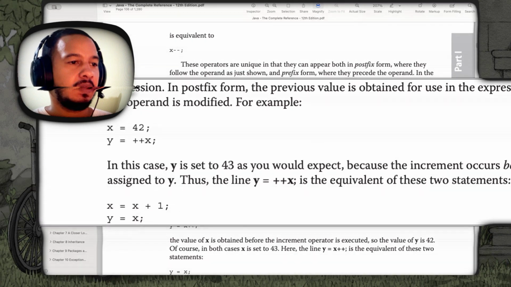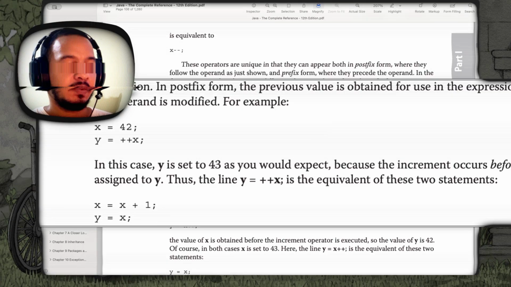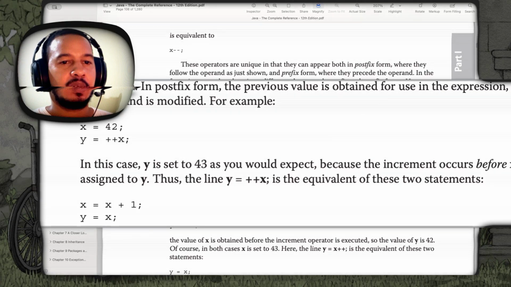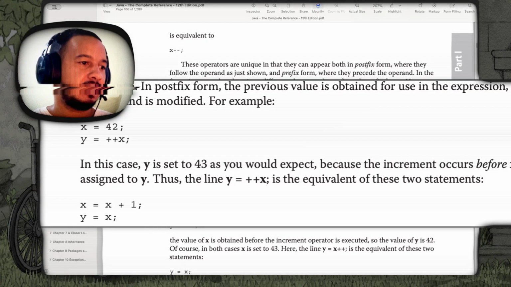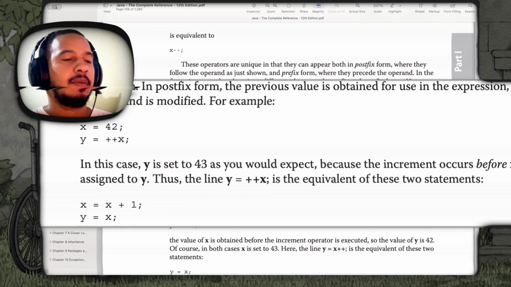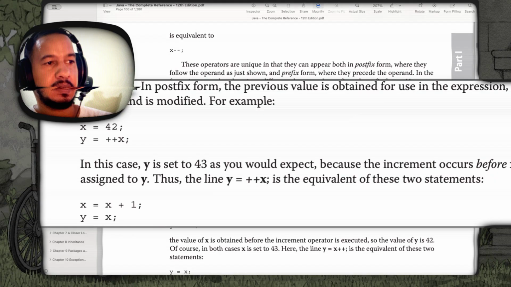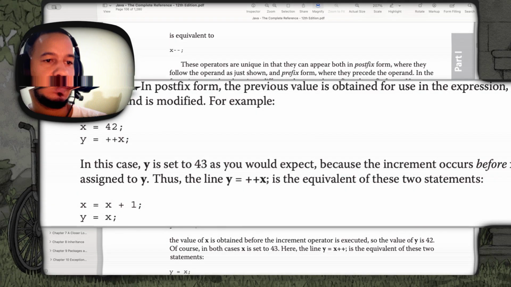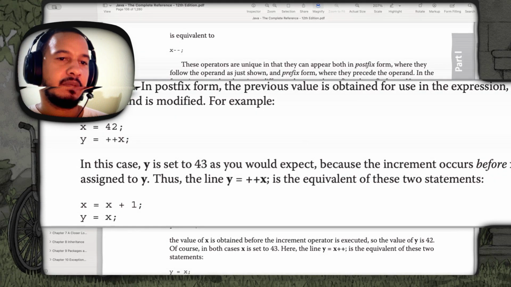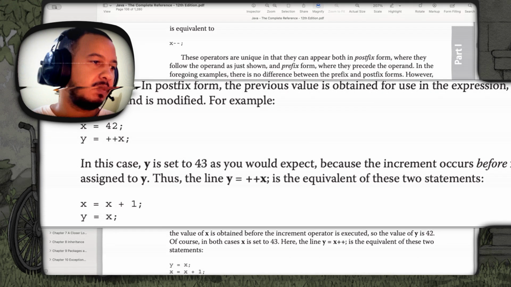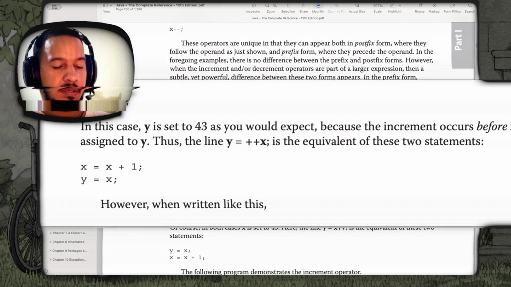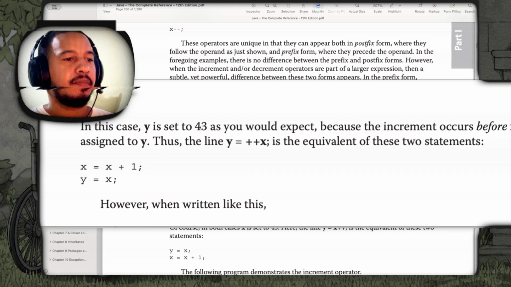In this case, y is set to 43, as you would expect, because the increment occurs before x is assigned to y. Thus, the line y equals ++x is the equivalent of these two statements: x equals x plus 1, y equals x.